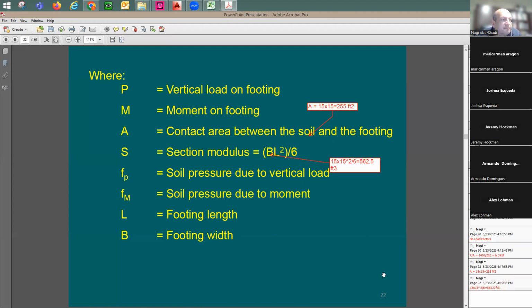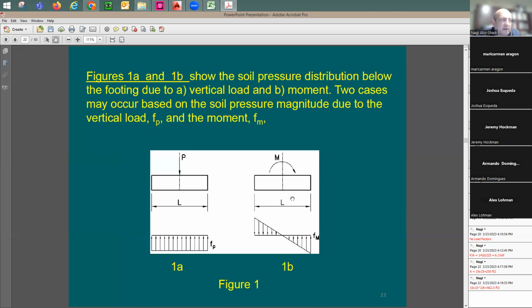Very good. All right. So what is this F sub P? It's going to be the soil pressure coming only from the vertical load component. F sub M is going to be that component coming from the moment. So again, in this illustration, it shows the uniform pressure coming under the P force on the footing, and this is going to be the moment. But in reality, both of them are going to be acting on the same footing. They are not two different footings.